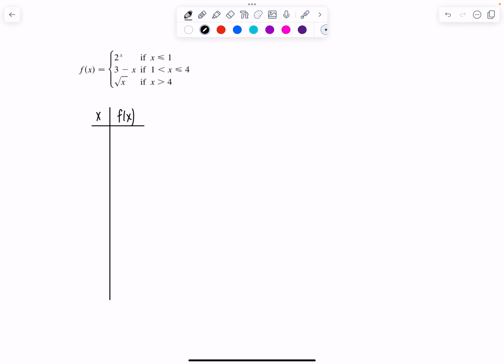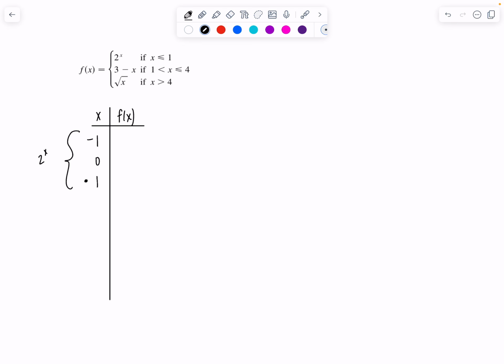2 to the x if x is less than or equal to 1. So let's do like 3 points. You do however many you need to feel comfortable. I don't need that many, but I'm doing just a few extra for you people. Here we go. X is less than or equal to 1. That means at that value, we'll plot it with a closed circle. These get plugged into 2 to the x.